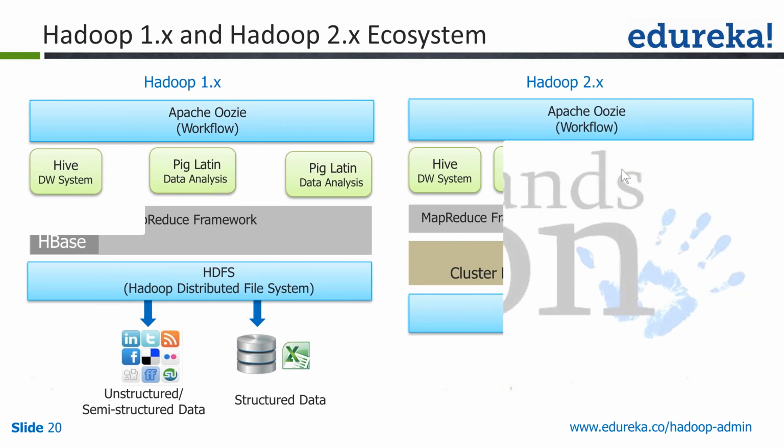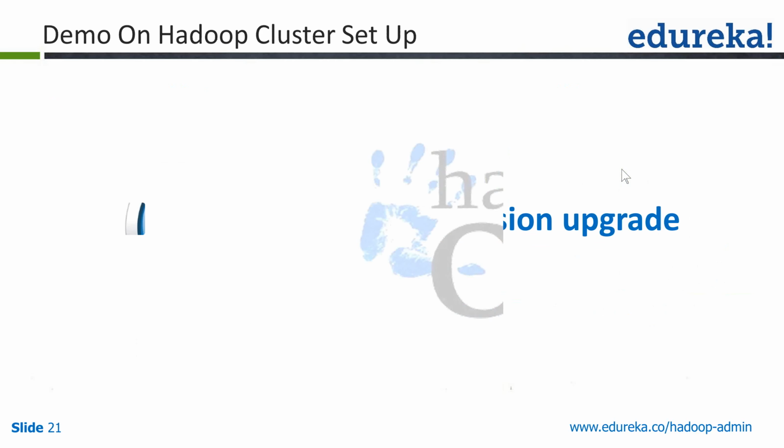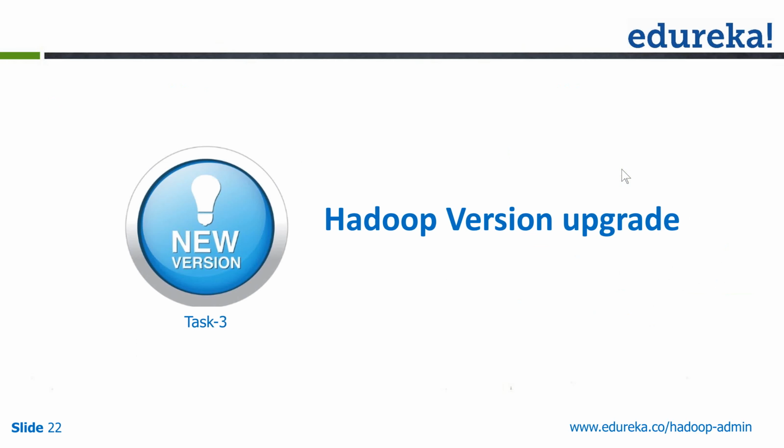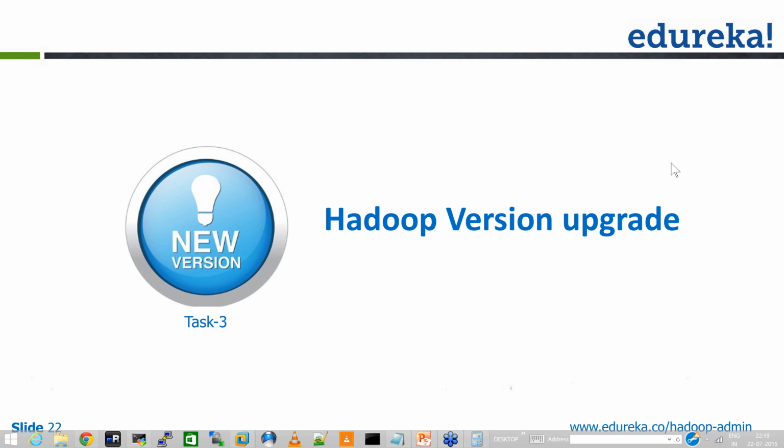The very first important thing, and the next thing, is more about how you can actually do the version upgrade. When you have Hadoop version 1 and you want to upgrade it to the next version of Hadoop, how will you do that?